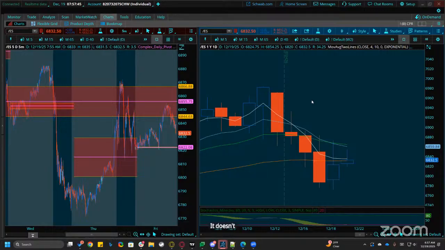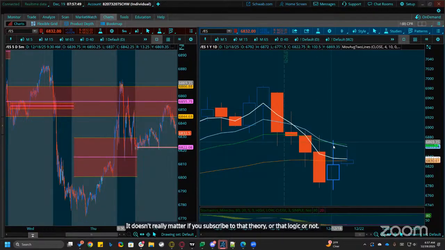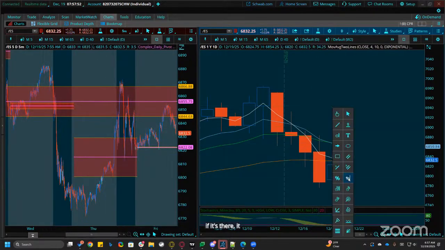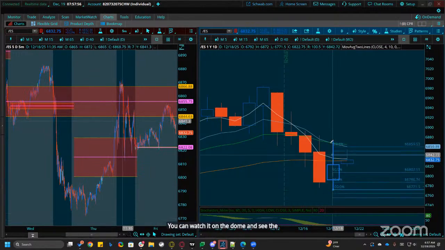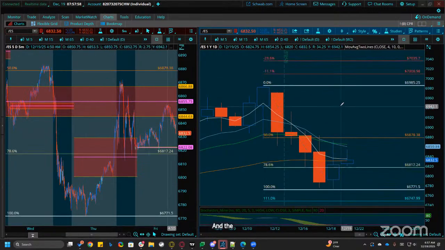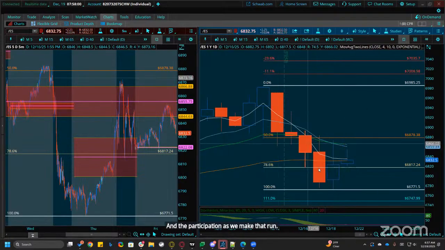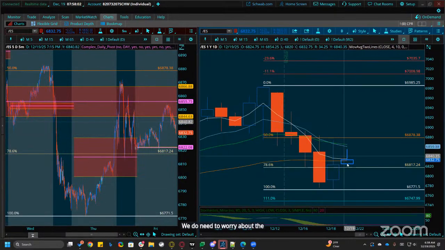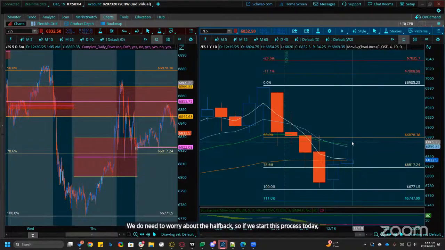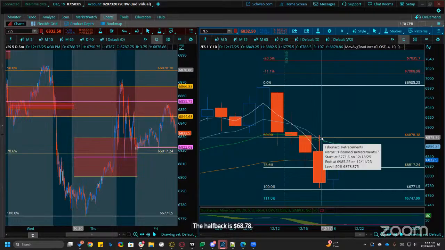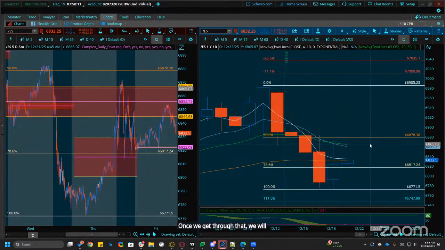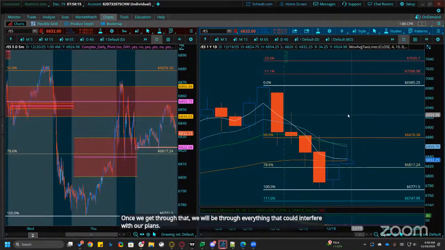It doesn't really matter if you subscribe to that theory or that logic or not. If it's there, it's worth looking at. You can watch it on the dome and see the order flow and the tape and the participation as we make that run. We do need to worry about the halfback. So if we start this process today, the halfback is 68.78. Once we get through that, we will be through everything that could interfere with our plans, and we can run it back up.